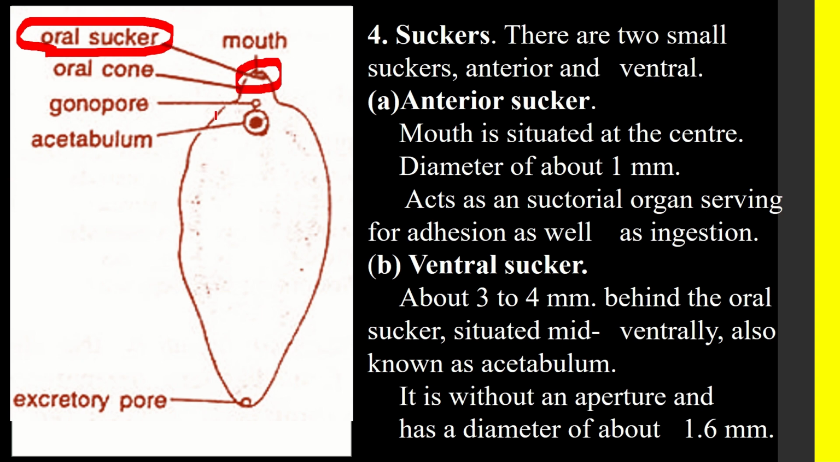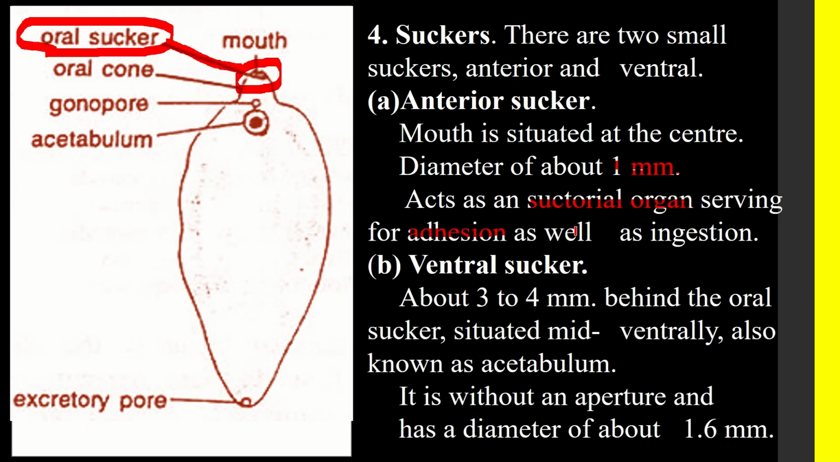It has a diameter of about 1 millimeter. Muscles of the oral sucker radiate from the margins of the mouth to the periphery of the sucker. The oral sucker acts as an ideal suctorial organ, serving for adhesion as well as ingestion.